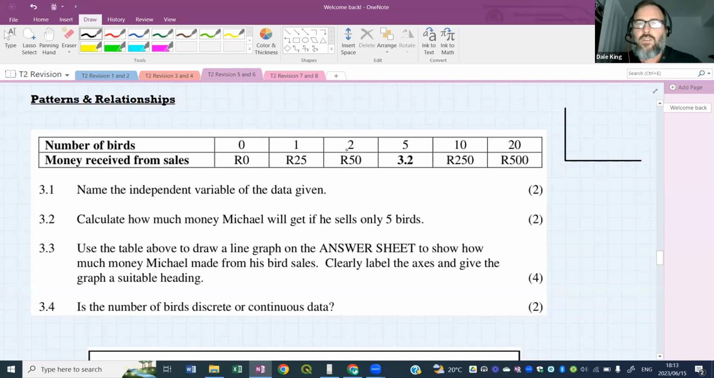Which means our independent variable is the number of birds. That's the one. The number of birds doesn't care about the rand values. The number of birds is just going to be whatever they want it to be. The rand values will depend on how many birds are sold. So the independent variable, which doesn't need anyone, is the number of birds. So for question 3.1, it's the number of birds.